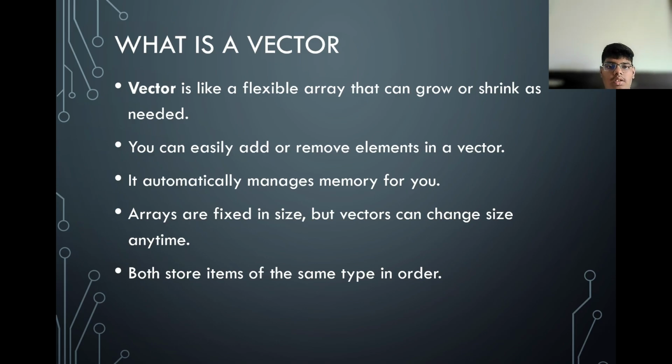What is a vector? A vector is like a flexible array, but it can grow or shrink whenever we need it. And we can easily add or remove elements at runtime, just like I told you. It manages our memory and is very memory efficient when compared with an array. Arrays are fixed in size, but vectors can change anytime.